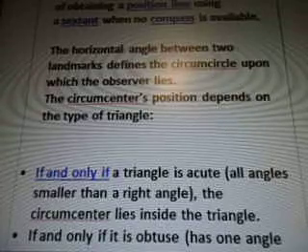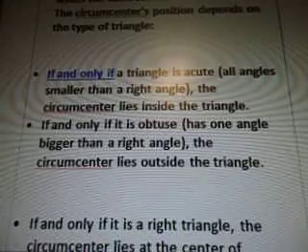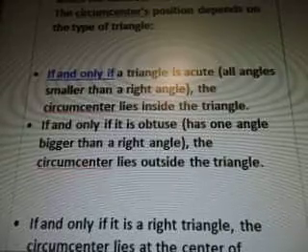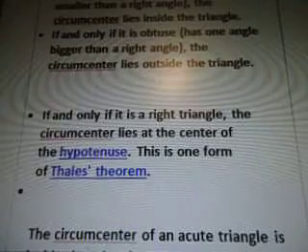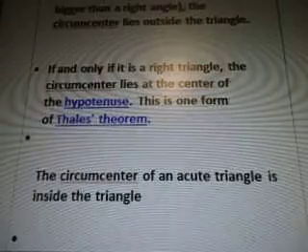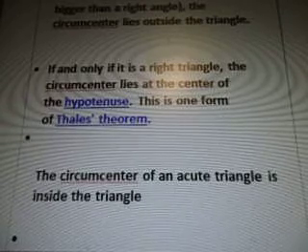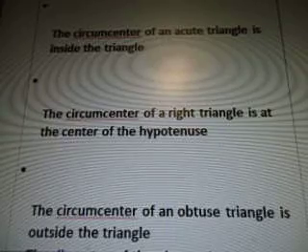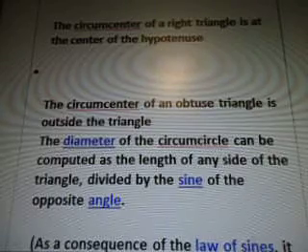The circumcenter's position depends on the type of triangle. If and only if a triangle is acute, all angles smaller than a right angle, the circumcenter lies inside the triangle. If and only if it's obtuse, has one angle bigger than a right angle, the circumcenter lies outside the triangle. If and only if it is a right triangle, the circumcenter lies at the center of the hypotenuse. This is one form of Thales' theorem. The circumcenter of an acute triangle is inside the triangle. The circumcenter of a right triangle is at the center of the hypotenuse. The circumcenter of an obtuse triangle is outside the triangle.